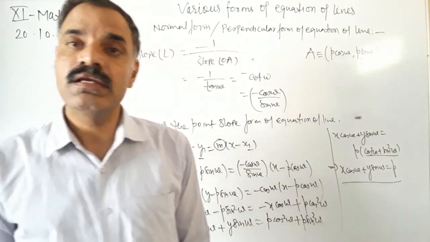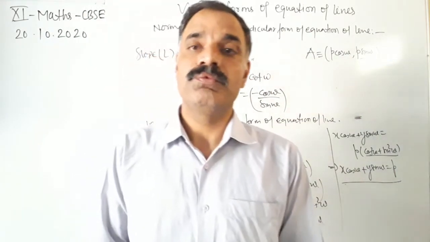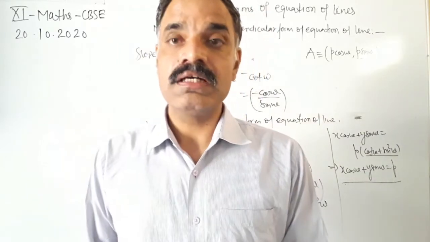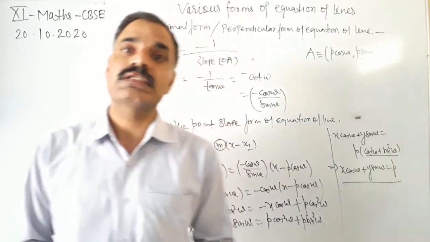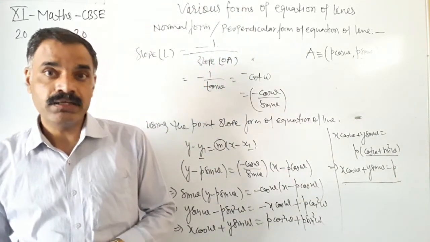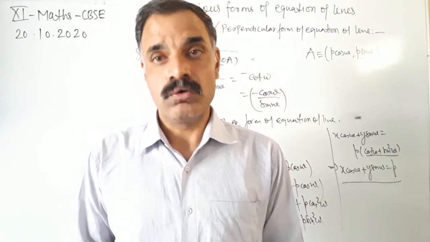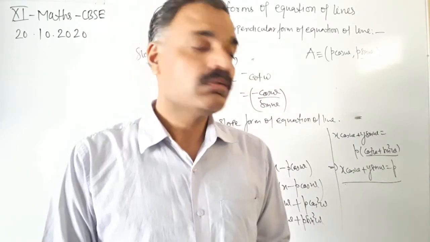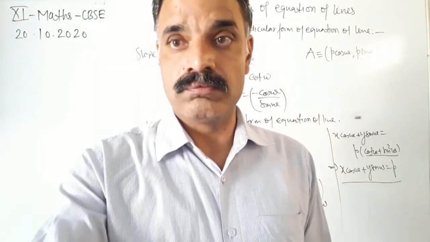Equation of the line in normal form, where omega is the angle made by the perpendicular with the positive direction of x-axis and p is the perpendicular distance of the line from the origin. Okay, so this is the equation of the line in normal form.